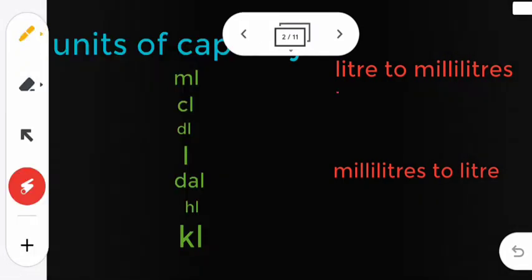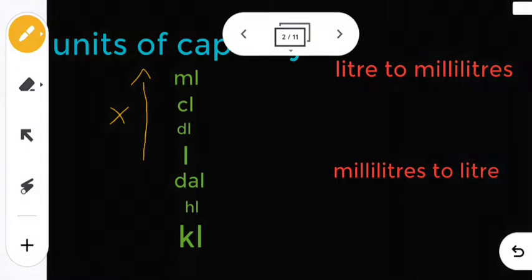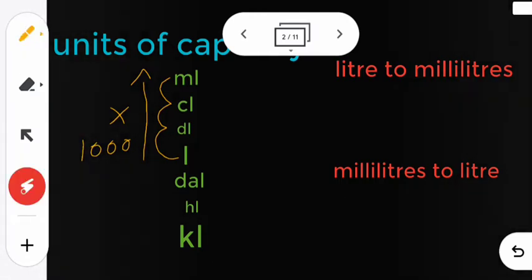See here, we have to convert liter to milliliter. So liter is here, milliliter is here. Liter to milliliter, you have to go upward. When you go upward, you have to multiply. By which number to multiply? You see here how many steps you are going. 1, 2, 3. 3 steps you are going. So 3 zeros. The number with 3 zeros is 1000. So here you have to multiply by 1000.